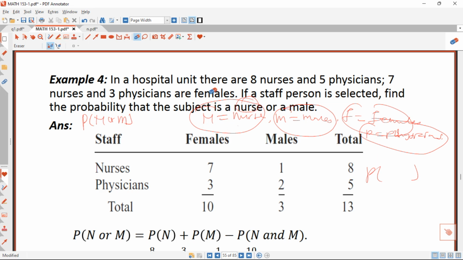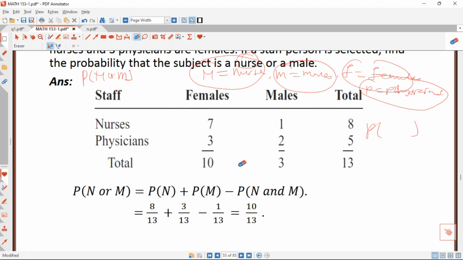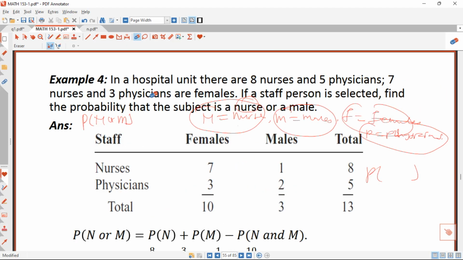And then before we continue, I want us to represent this one on a table for us to really appreciate what is actually going on. So we see in a hospital unit, there are 8 nurses and 5 physicians. 7 nurses and 3 physicians are females, right? So the total of nurses are 8, the total of physicians are 5, and then out of the 8, 7 are females. Out of the 5, 3 are females, right?